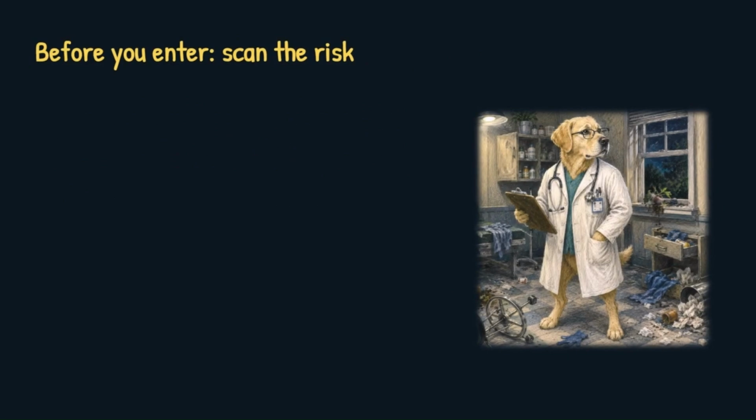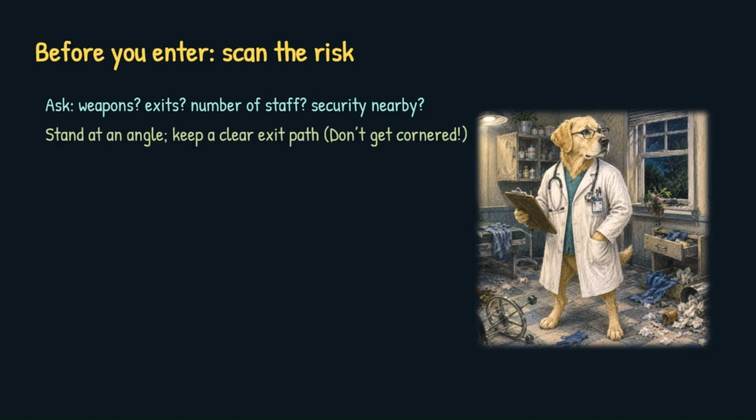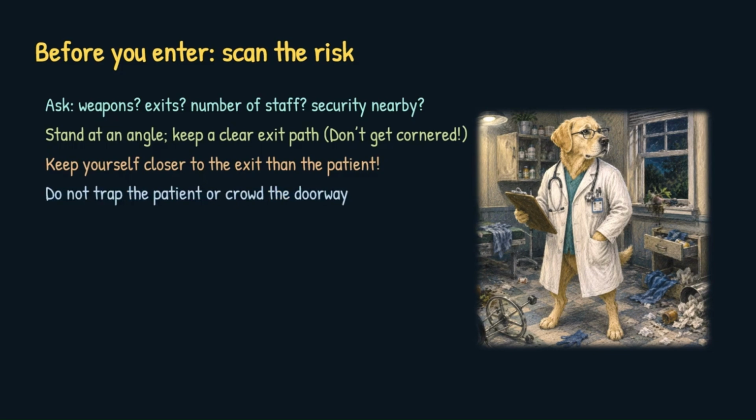Before you enter the room, it's important that you scan the risk. This is going to help with safety. So ask, is there anything that can be used as weapons? What is the number of staff? Is security nearby? You want to stand at an angle with this patient. You need to not look confrontational, and you need to have a clear exit path. You do not want to get cornered. Again, safety is number one priority. Keep yourself closer to the exit than the patient so that they cannot block the way. You do not want them to feel cornered because they may lash out.